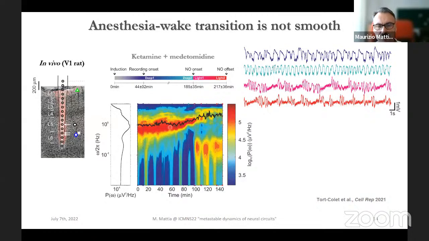So when you are very deep, the oscillations are irregular, as in this case. Then, as the anesthesia lightens, you see that this oscillation starts to be regular. But at some point, at this point, when light 1 can be observed, you start to see also another rhythm. This is the spectrogram of the local field potential. And you see that the regularity of the delta rhythm is associated with the width of this resonant peak.